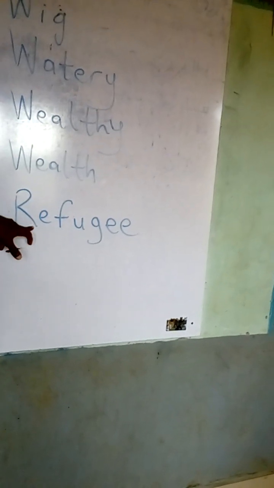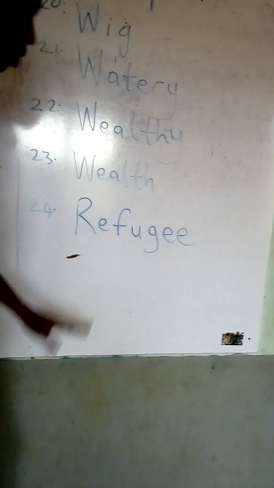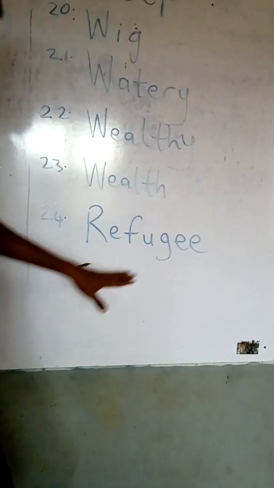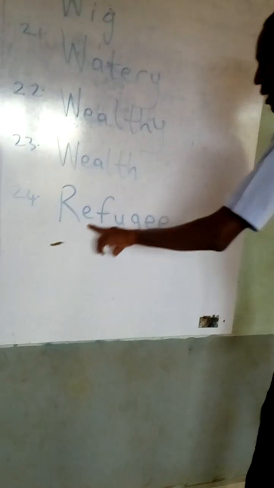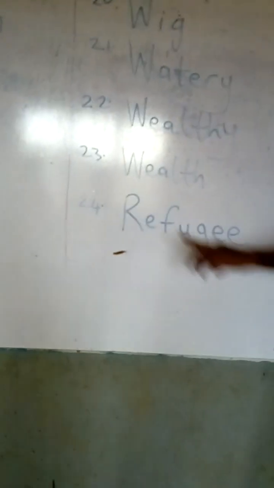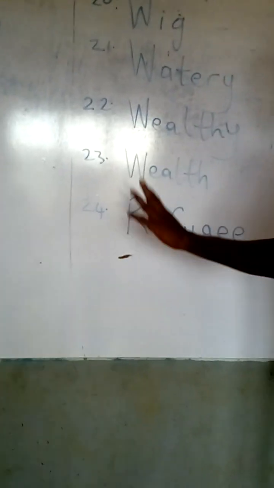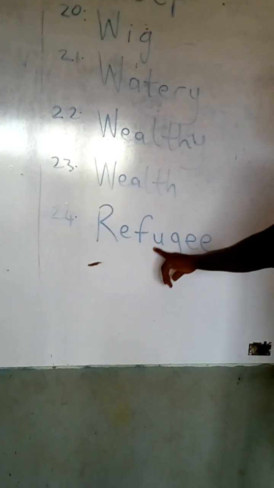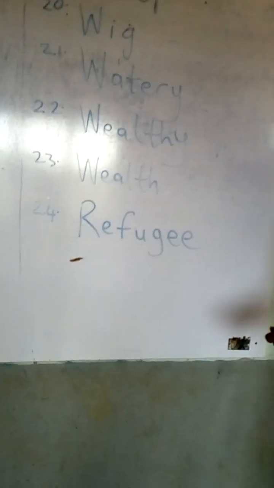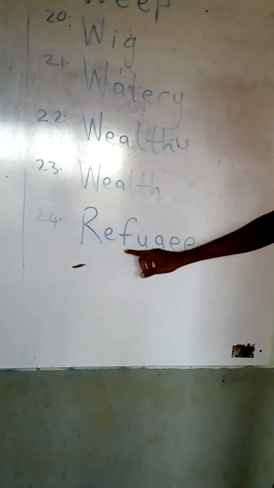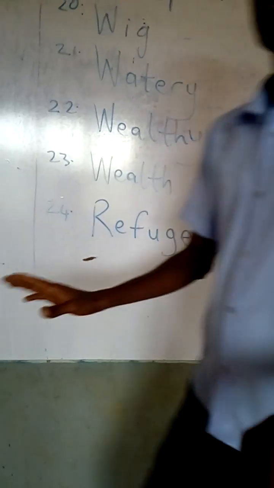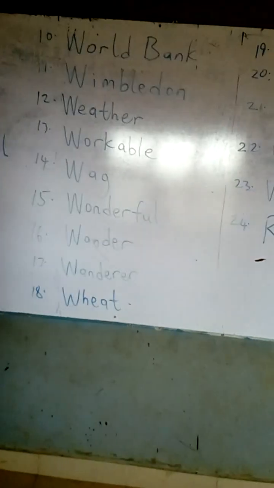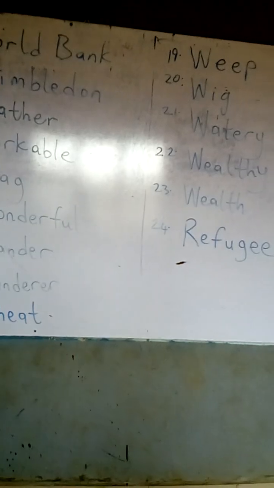Refugee. R-E-F-U-G-E. Again, refugee is R-E-F-U-G-E. One more time, refugee, R-E-F-U-G-E. Please, write all these words down. Write them down right now.